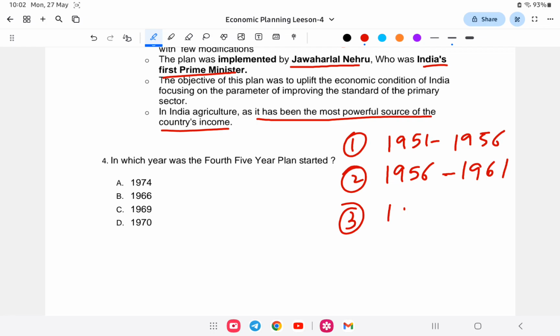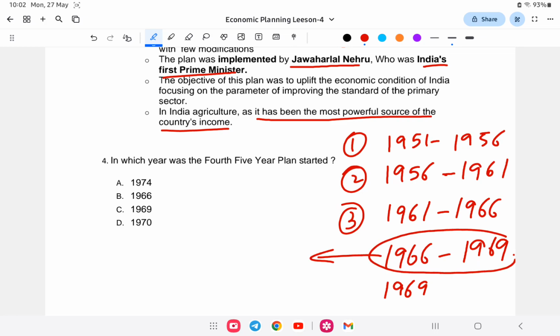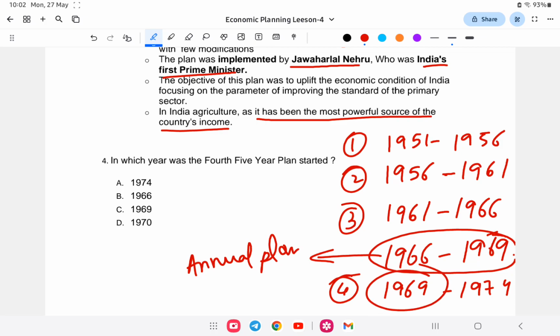Third, from 1961 to 1966, 5 years. Then in 1966 to 1969 there were annual plans. So then the fourth plan started in 1969, and ran until 1974. That is exactly the fourth plan. From 1966 to 69 there were annual plans. So the answer will be 1969 as the starting year, that is C.